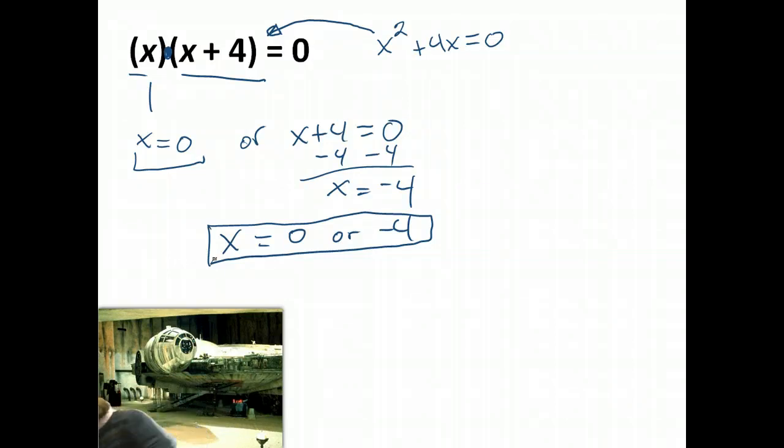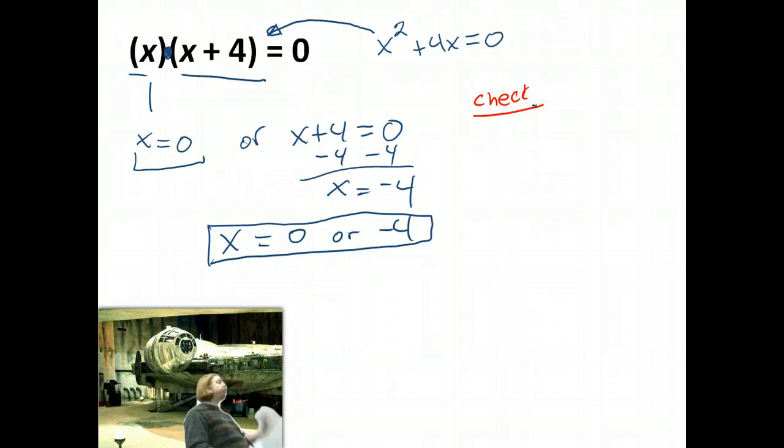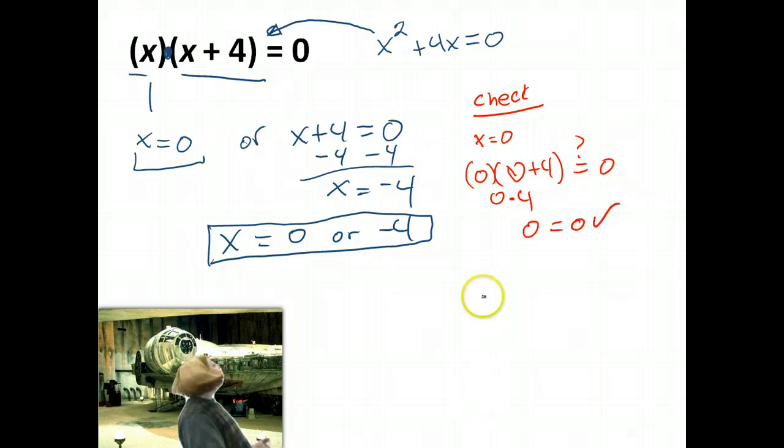Now, if you don't believe me that this works, let's do a check. According to the rules for checking algebra, as we learned over the last 2 years, you take your answers and plug them in. So let's say x is 0. That means I'm looking at 0 times (0 plus 4), and you're asking, is that 0? Well, 0 times 4 is 0. Checks out. So one of my two solutions works.